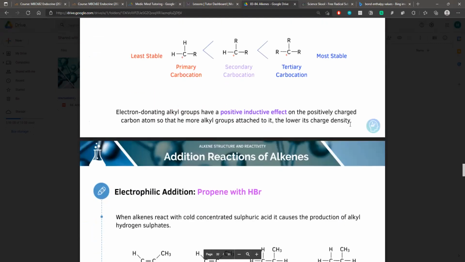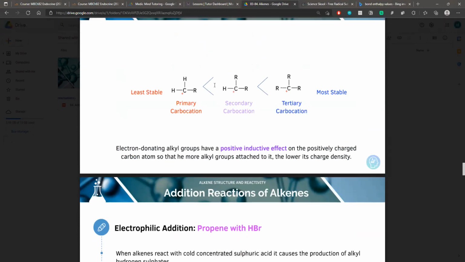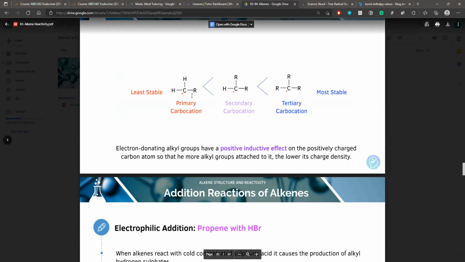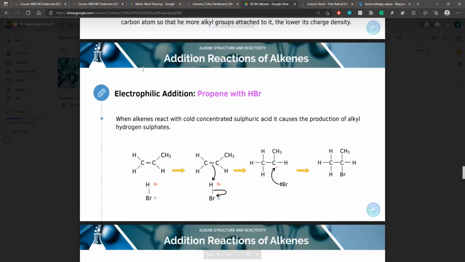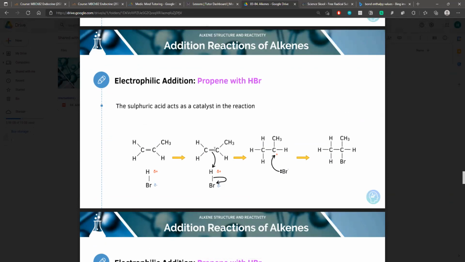Yeah, that's Markovnikov's rule. And it's because electron donating groups have a positive inductive effect on the positively charged carbon atom, so the more alkyl groups attached to it, the lower its charge density. That's complicated language for it, but it's exactly the same principle. You induce that dipole, and the electrons go to the one with the most.